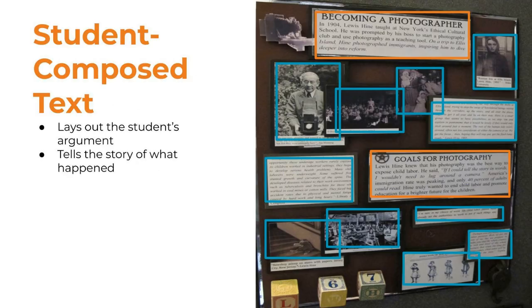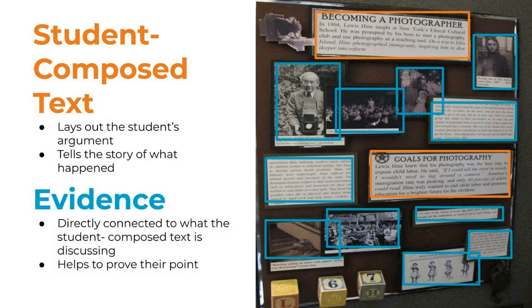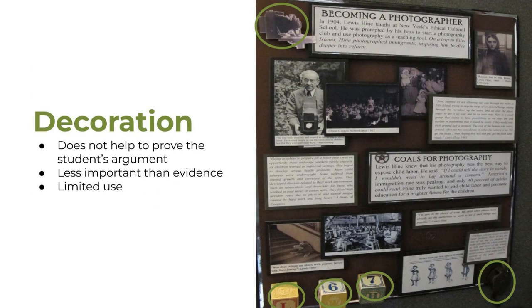The student-composed text, highlighted in orange, is where we see the student's argument and where they tell us the story of what happened. They've supported their ideas with directly connected evidence, highlighted in blue, that helps to prove their words. There are some decorative elements, highlighted in green. Since they don't help to prove the argument, they're limited in use, but still are directly tied to the topic.